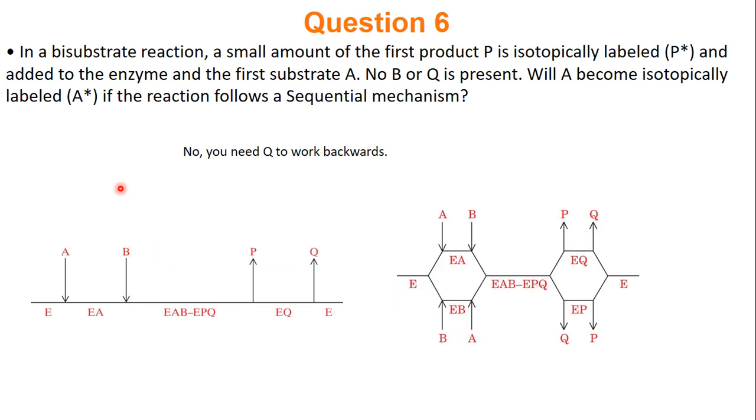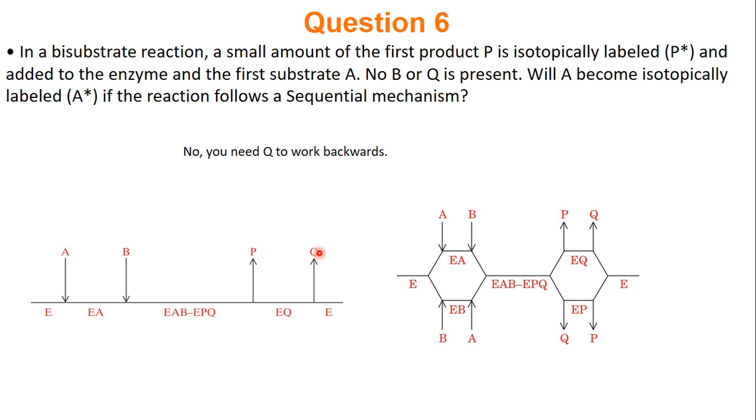Question 6 is the same thing, but we are no longer ping-pong; it's sequential. If I only add radio-labeled P and our enzyme, can we find radio-labeled A? And we can't. Because if I want to go backwards from P, the only way that works is if I have Q as well. So I cannot go backwards unless I have both products available. I cannot make A unless I have Q if it's sequential.